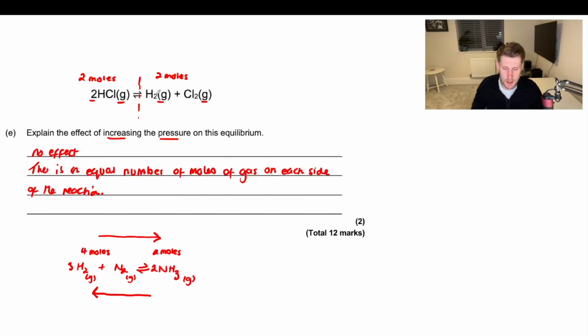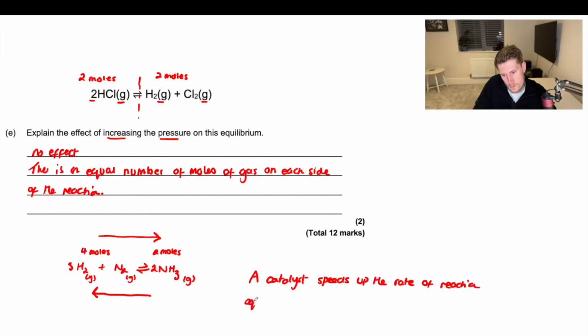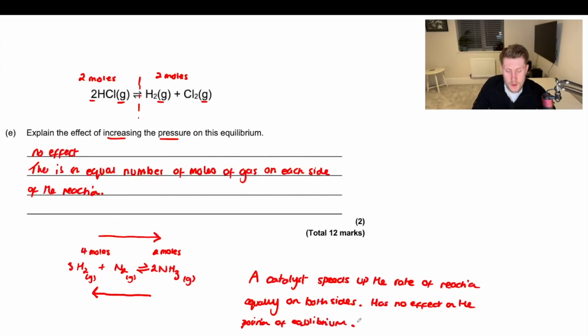And I'll write that here just in case that comes up in another question and you want to remember the answer. So a catalyst speeds up the rate of reaction equally on both sides. Has no effect on the position of equilibrium. So it speeds up the forward reaction by the same amount as it speeds up the rate of the reverse reaction. Okay, that is Le Chatelier's in a nutshell.